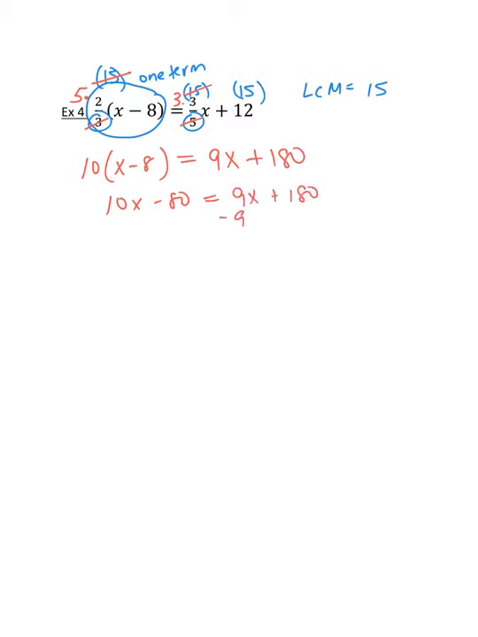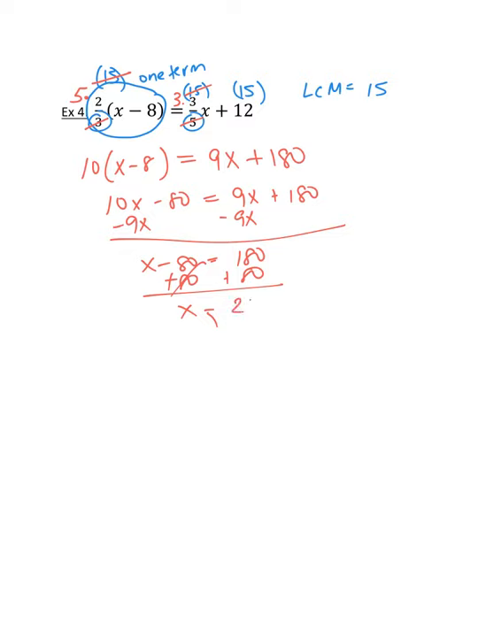I will subtract 9x from both sides. That gives me x minus 80 equals 180. I'm going to add 80 to both sides, and I end up with x equals 260.